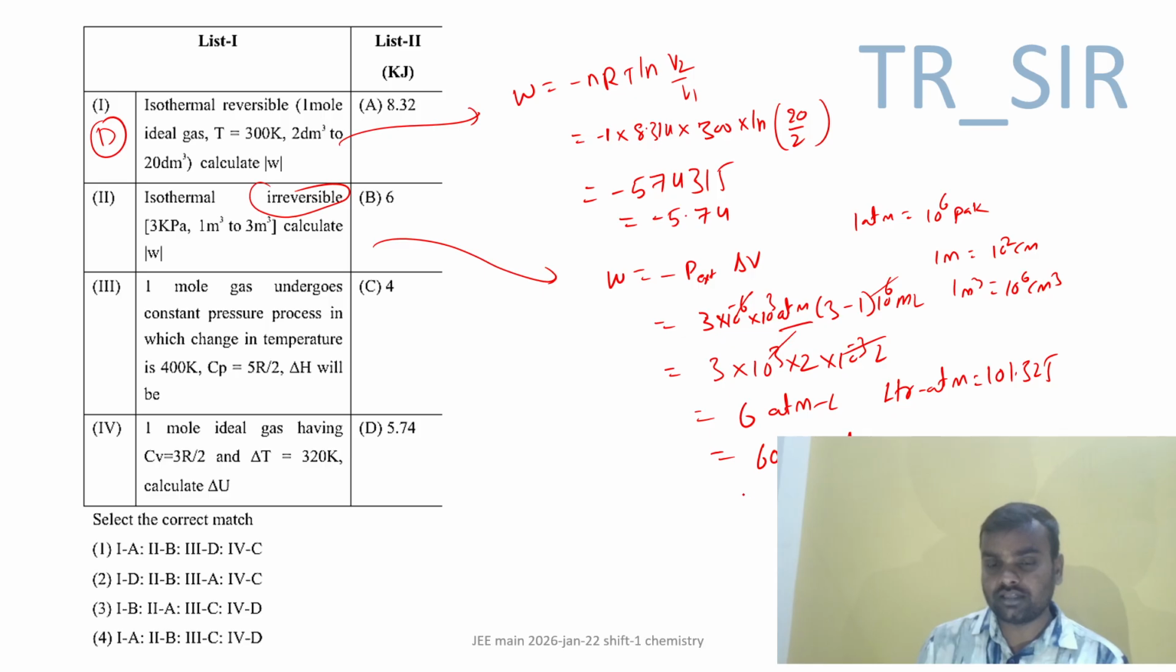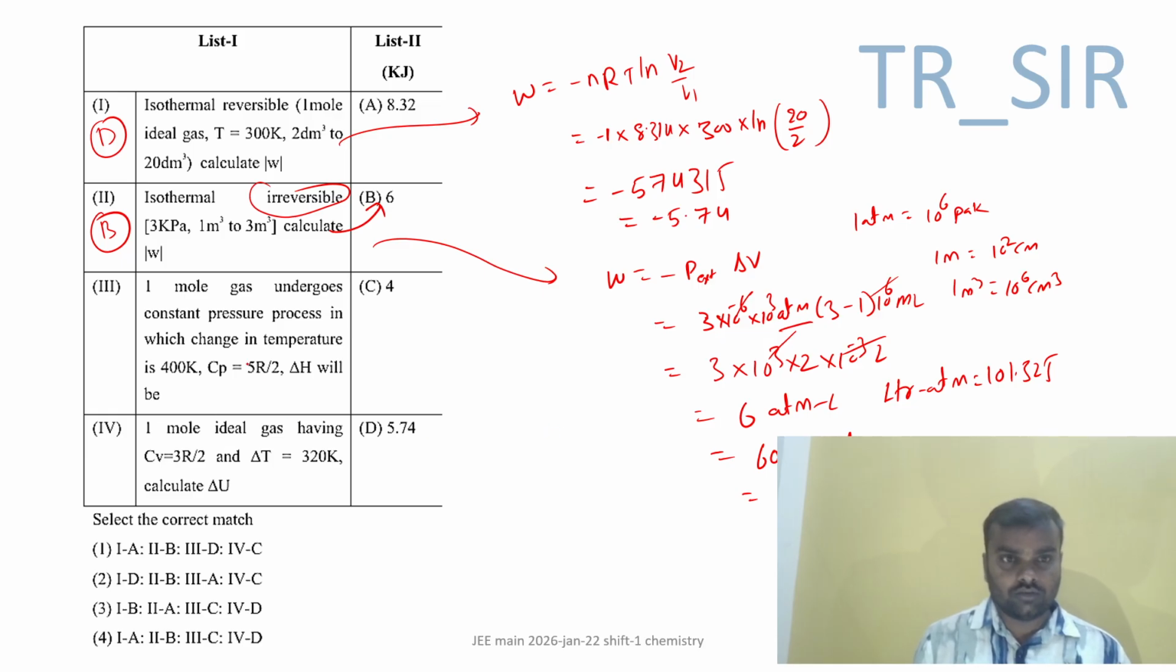But the answer is in what? It is in kilojoules only, right? Let us take 6, it will come in this case. In case 2, 6 will come. That means option 2, B, is the correct answer.